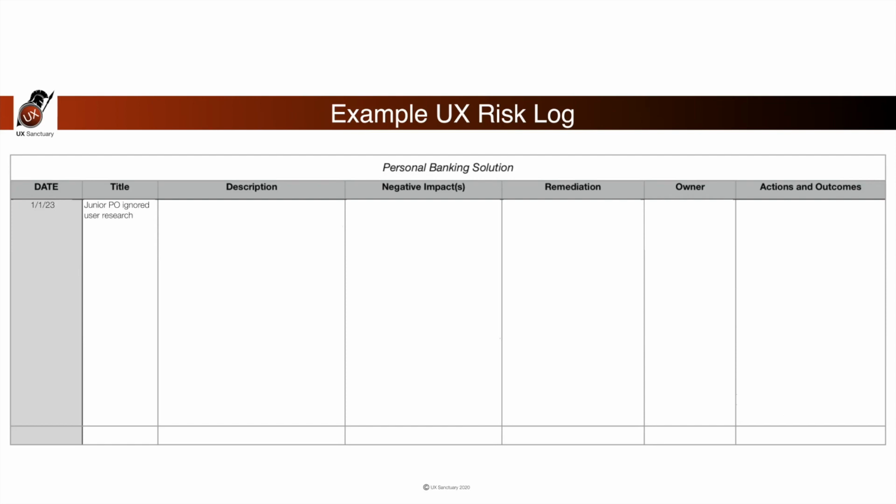So in this case, the junior PO ignored the user research. This is the risk title. Now, it's a simple title that makes it obvious what the risk incident was. No in-depth details are required here, just a unique title for the risk incident. In this actual example, I made this title deliberately too vague. It's important it's concise, but there could be 20 risk entries with this same title.